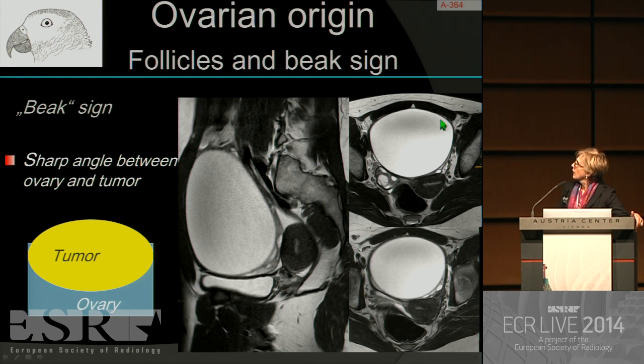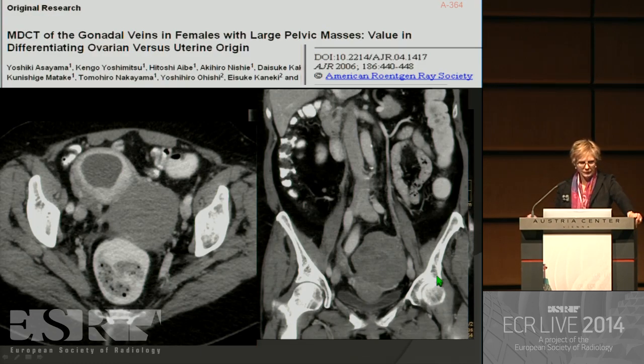These slides show a cystic mass. The ovary on the right side can be identified, but it's just a little bit impressed, whereas on the left side, we can clearly see the follicles that allow us the differentiation of the ovary and the peak sign in both dimensions.